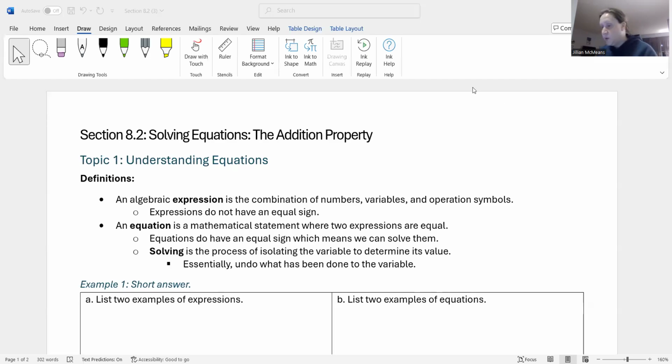Okay, for this section, we're going to start our talk about solving equations. We're going to look very specifically at the addition property of equality. The next worksheet, we're going to talk about the multiplication property of equality. Then we'll look at solving multi-step equations. Okay, so this is going to be a process. We'll take it nice and slow.